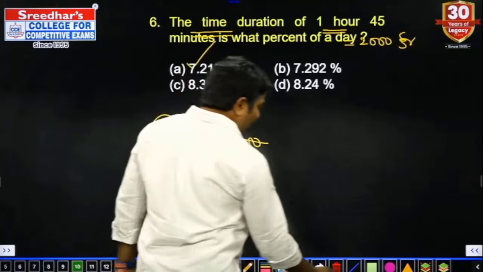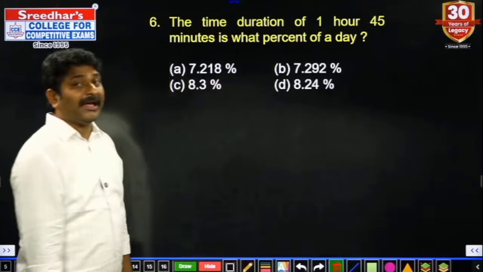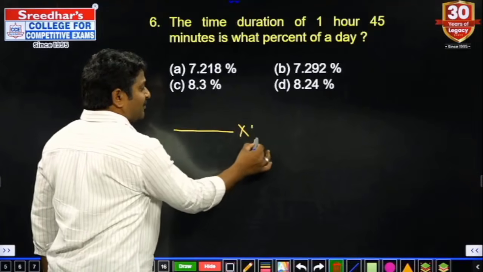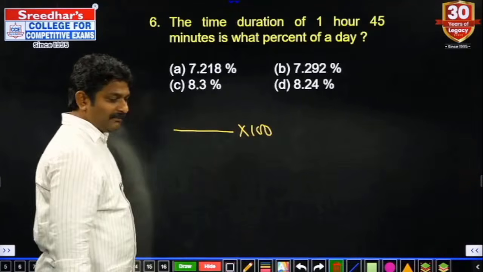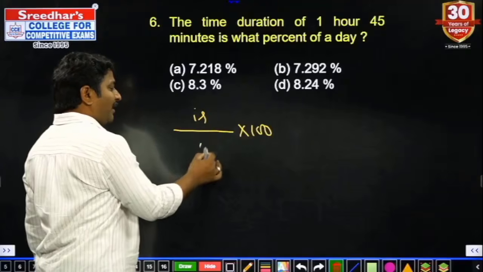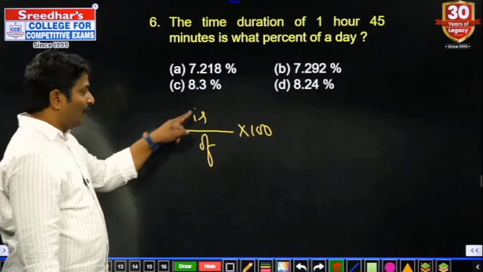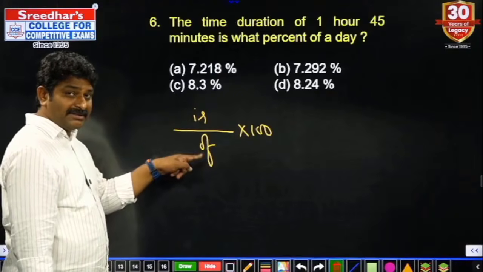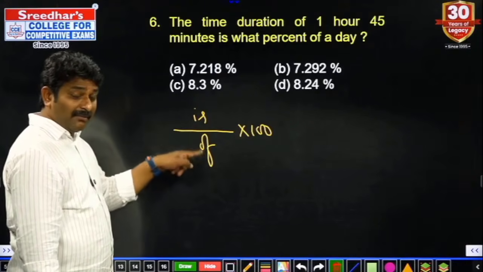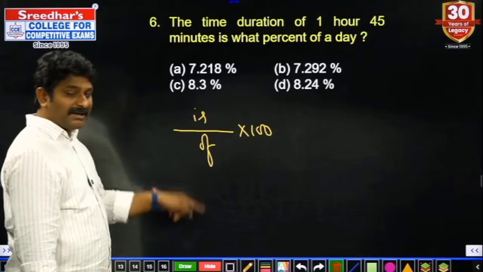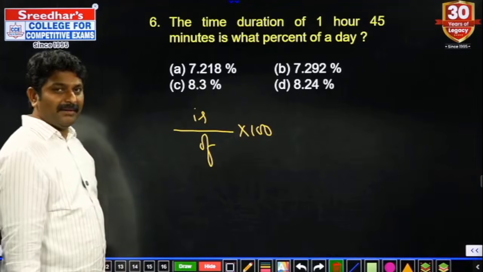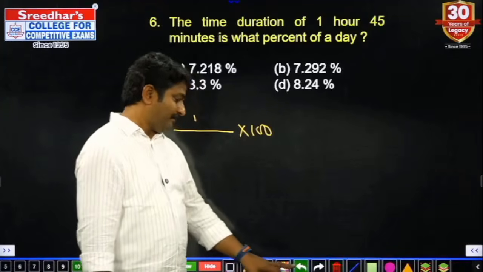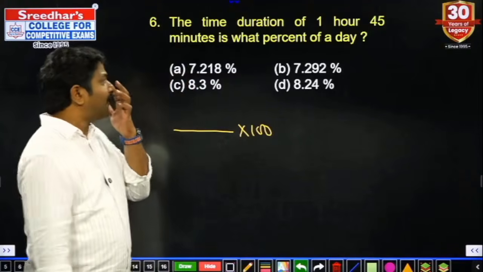Right. So now look at this. Here this is conversion about time. Even here, when you write percentage, it is "is" by "of" into 100. Both can be in minutes, both can be in seconds, both can be in hours, both can be in days. It can be anything. But both numerator and denominator measurement should be the same. That is the only one thing that we have to follow.